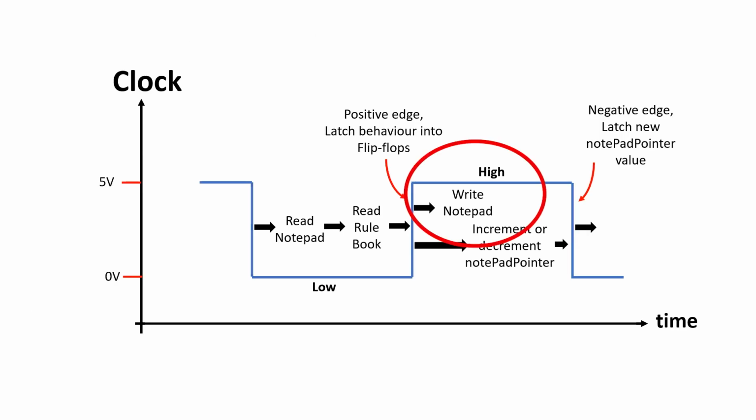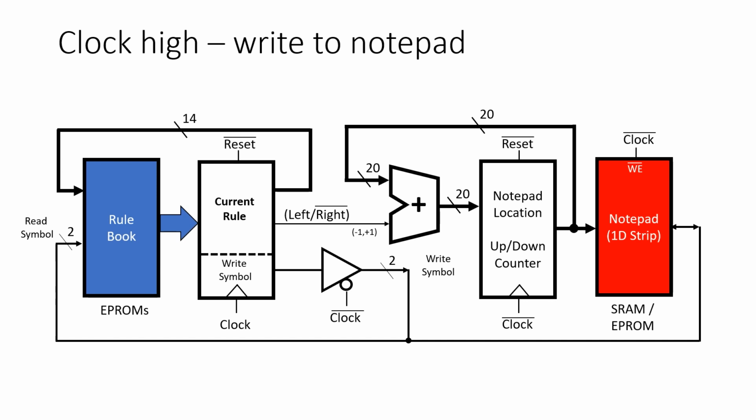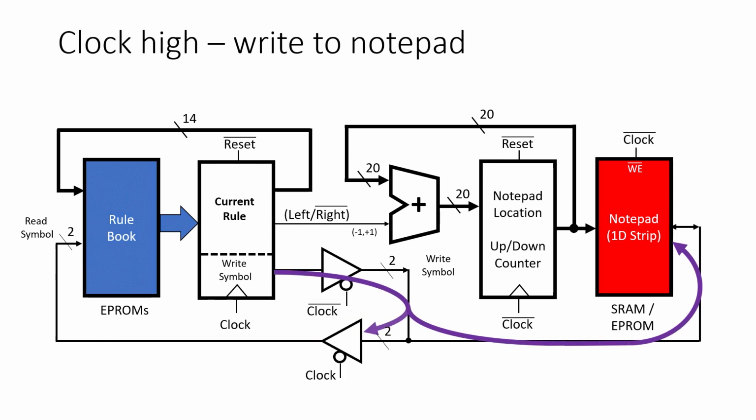Now, when clock's high and we want to write to the notepad, the buffer will be enabled and this allows the signal to go from the output flip-flops into the notepad. This signal will actually also travel back into the rulebook, but we don't use the rulebook while clock's high, so this doesn't matter. I did actually put another set of buffers in the build to stop the signal going back to the rulebook, but this is actually unnecessary.